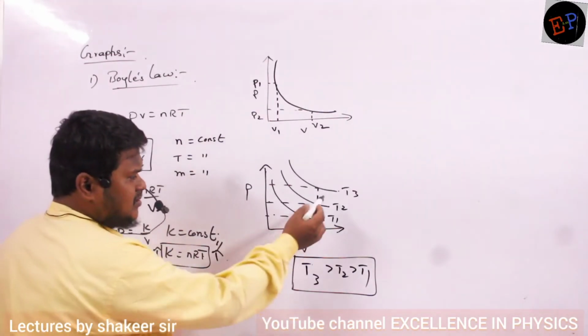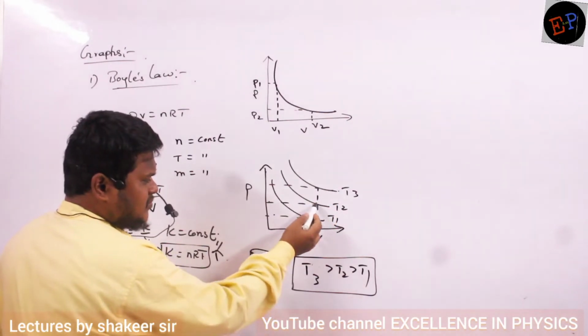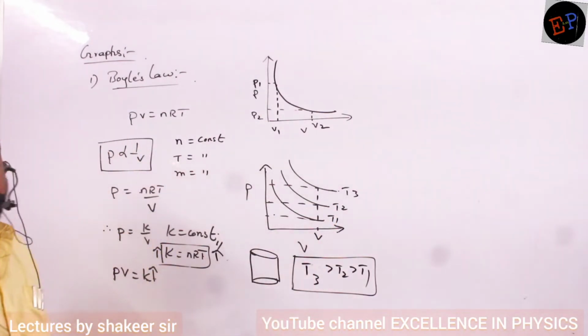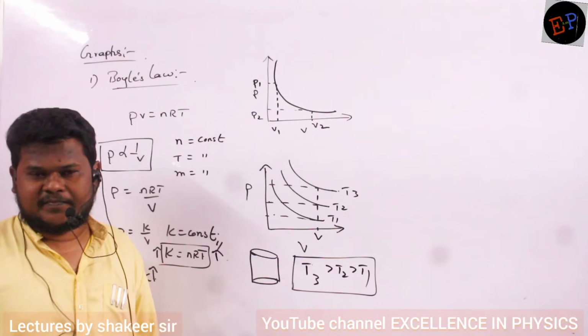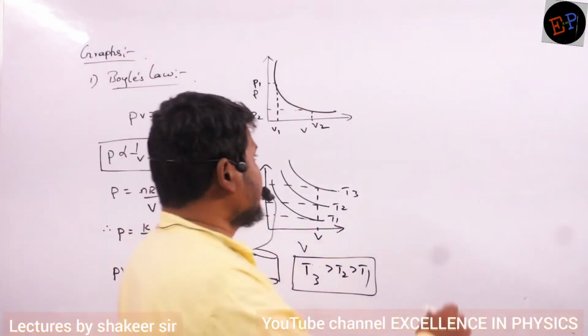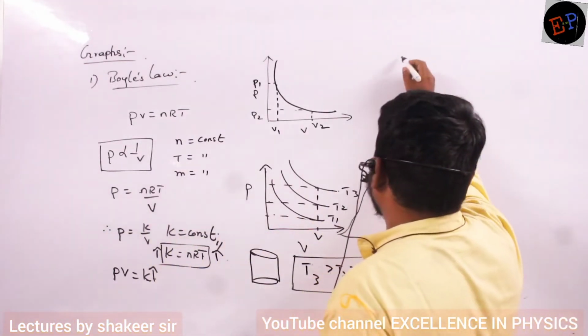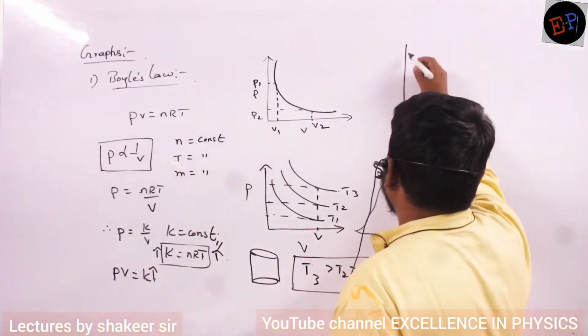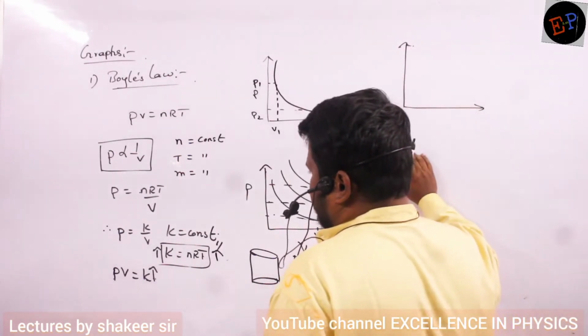So definitely, this is the highest temperature, next followed by T2, next followed by T1. This is how we have to analyze the graphs. Are you able to understand? Okay. Similarly, if I draw one more graph, try to say the answer of this one. Clear, ma? So, which graph shall I take?